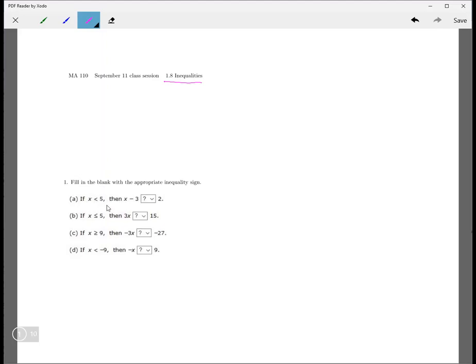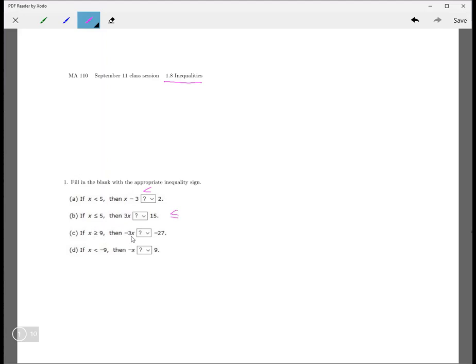If you subtract 3 from 5, you get 2, and the sign just stays the same. And if you multiply by a positive number, the sign will stay the same. That's what happened here.